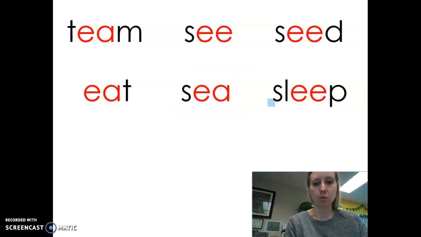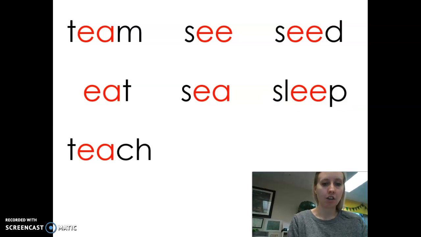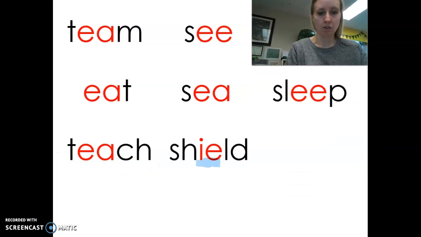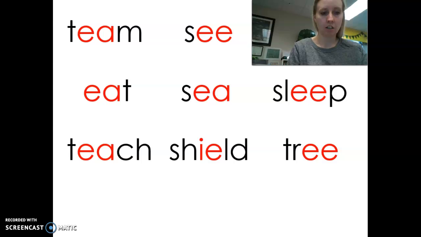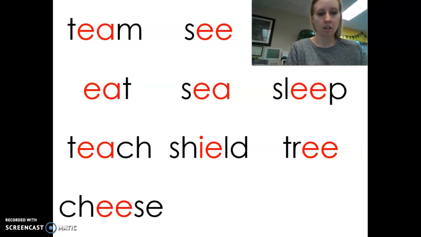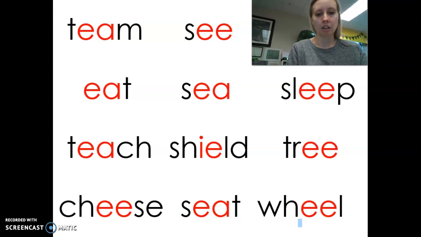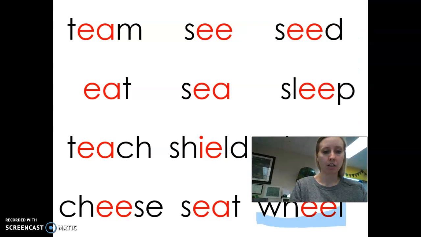3, 2, 1, sleep. 3, 2, 1, teach. 3, 2, 1, shield. 3, 2, 1, tree. 3, 2, 1, cheese. 3, 2, 1, seat. 3, 2, 1, wheel.